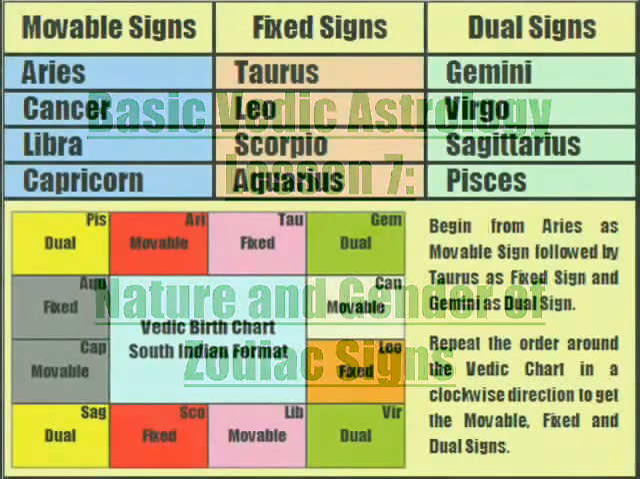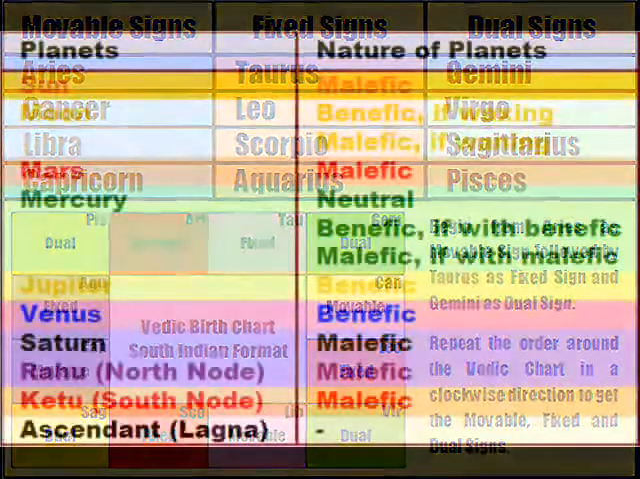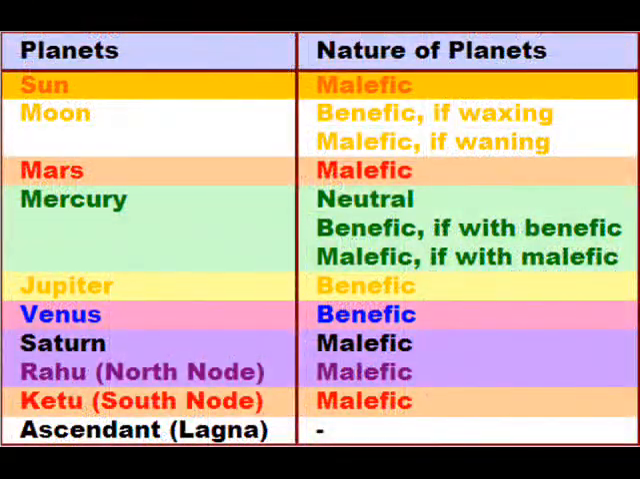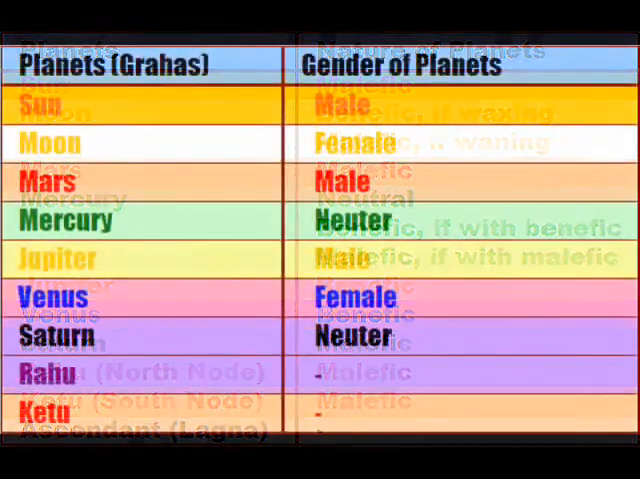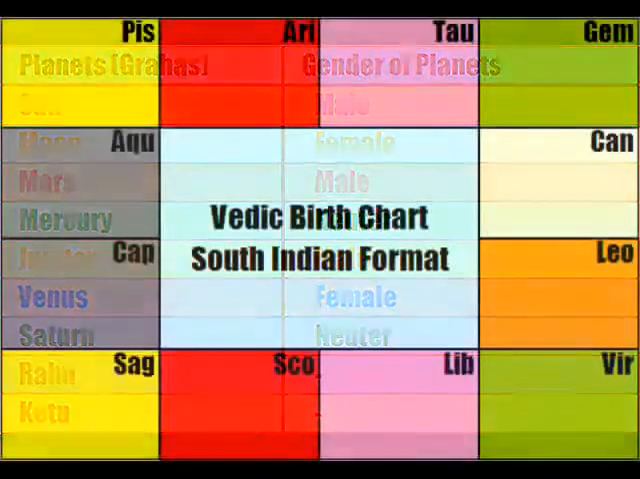The last video was on movable, fixed, and dual signs. I have already told you about the malefic and benefic tendencies and the gender of the planets. Now I will let you know the malefic and benefic nature of the signs and also their genders. Let's look at the Vedic chart.